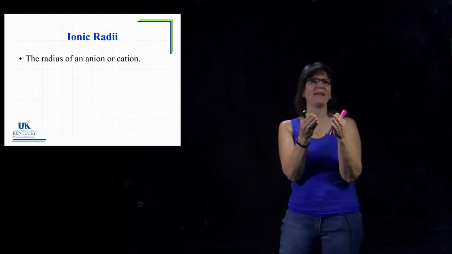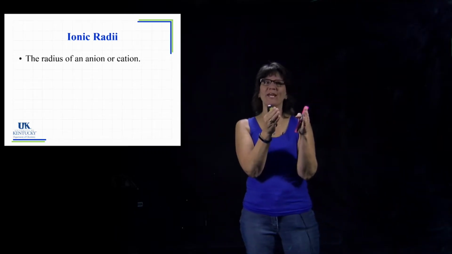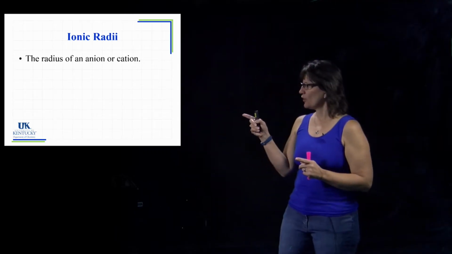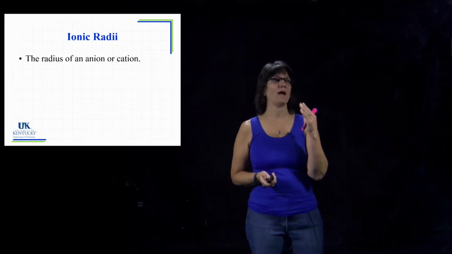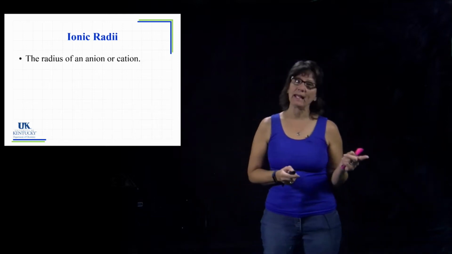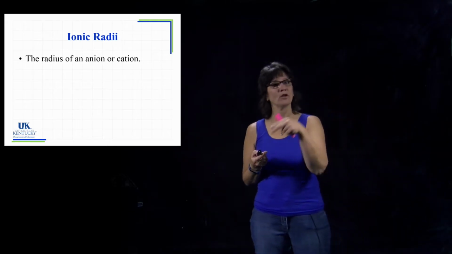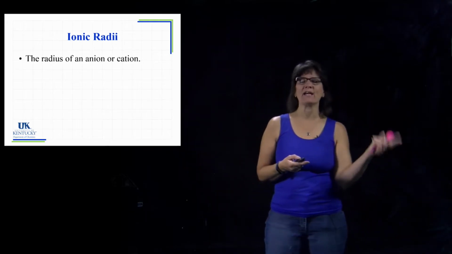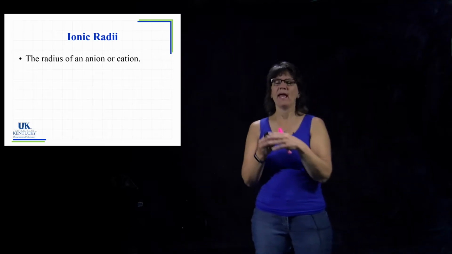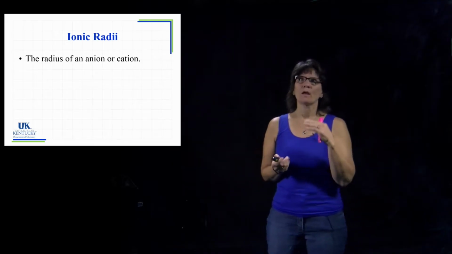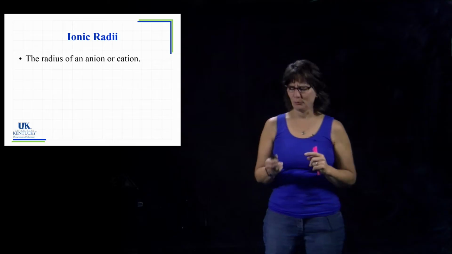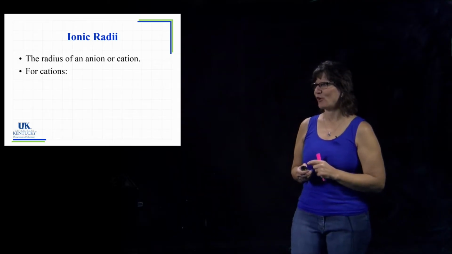How you measure that is a little tricky, but this is going to be a discussion about the radius of whether it's a cation and an anion and how they compare to each other. How does a cation's radius compare to its atom? How does an anion's radius compare to its atom? And then we'll look at, well, we'll tell you what we'll look at after that. Let's not go too far.